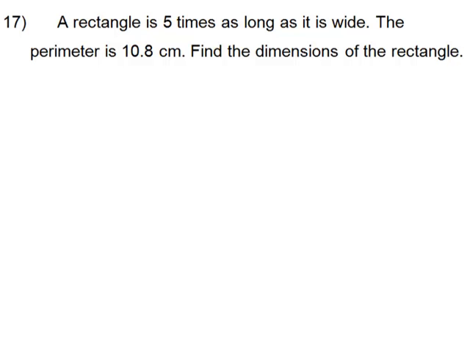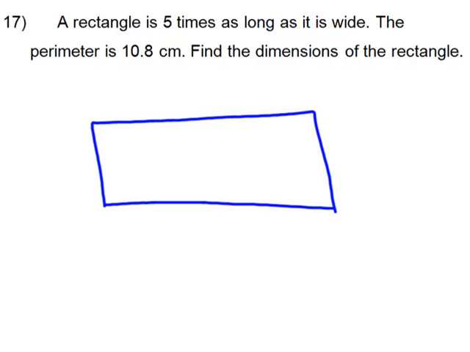Let's just look at the problem for what it is, the question. A rectangle is 5 times as long as it is wide. The perimeter is 10.8 centimeters. Find the dimensions. Well, it sounds to me like we need to draw a rectangle that is longer than it is wide. And since we know neither the length nor the width, let's go ahead and put a variable in here.